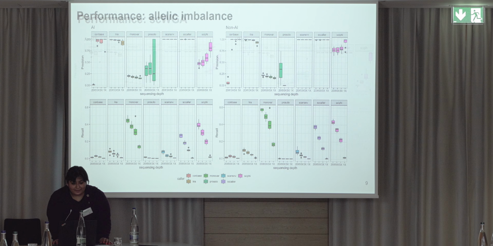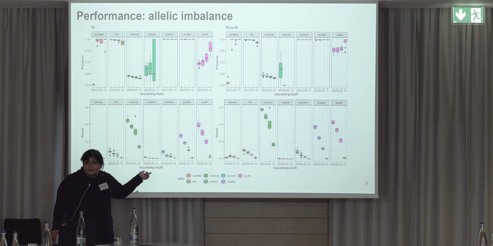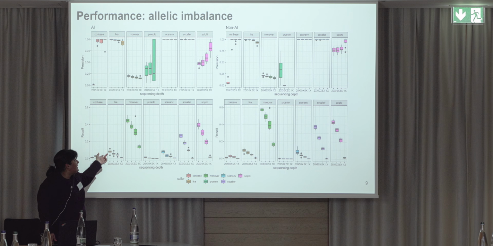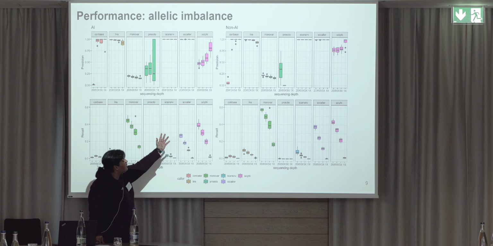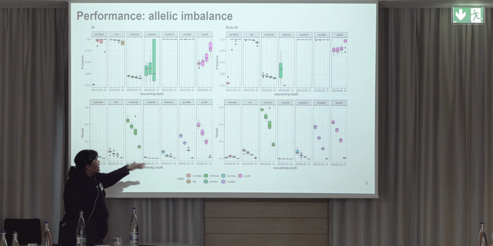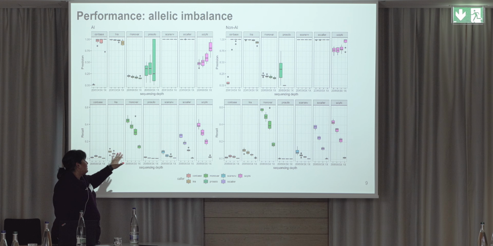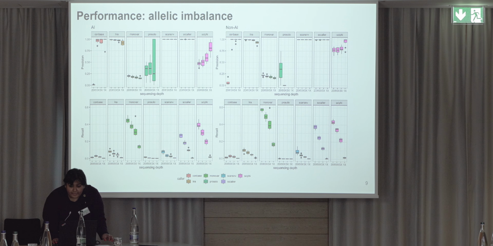Yeah, I'll hurry up. And then there is this allelic imbalance performance. Most of the single cells show allelic imbalance, and we also have a model where there is no allelic imbalance. Callers perform slightly better there, but I would say it's more or less similar performance in both cases.